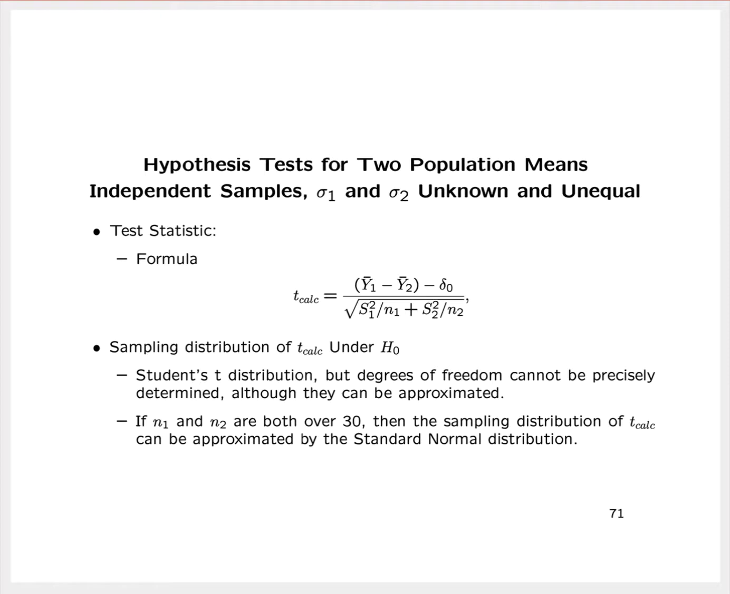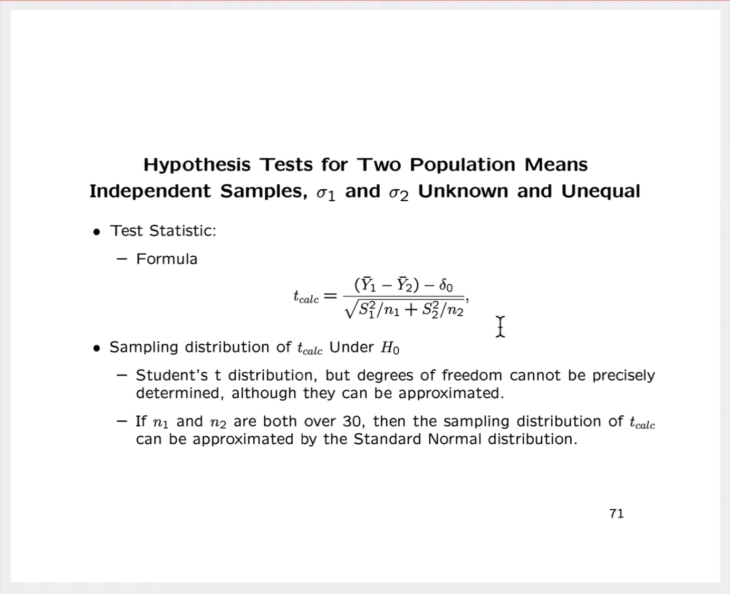And so in that situation, we would not pool the sample variances to get a pooled sample variance because it would not be estimating the correct quantity. So we have to utilize the sample variances separately, as we do here in this test statistic.